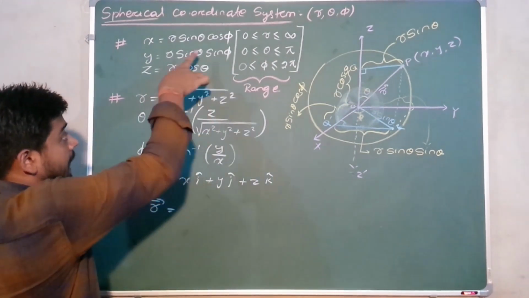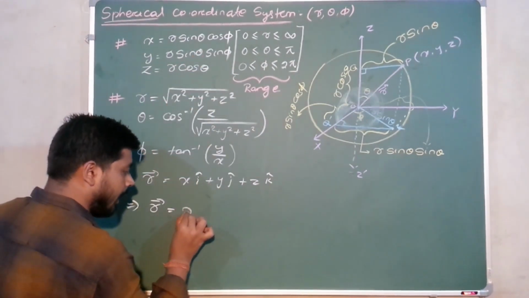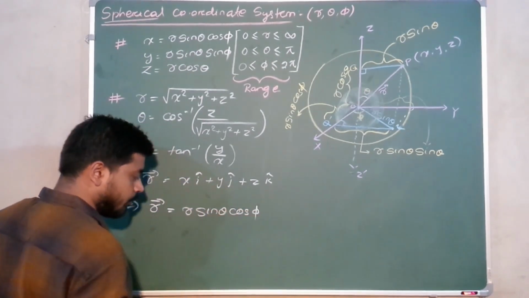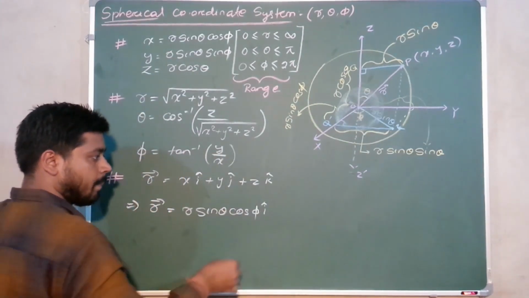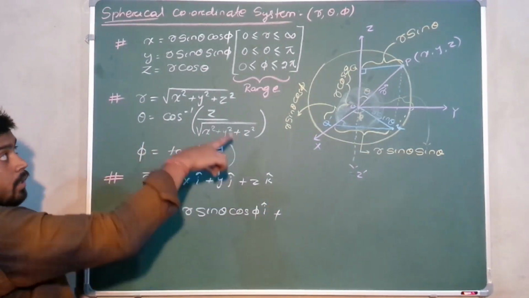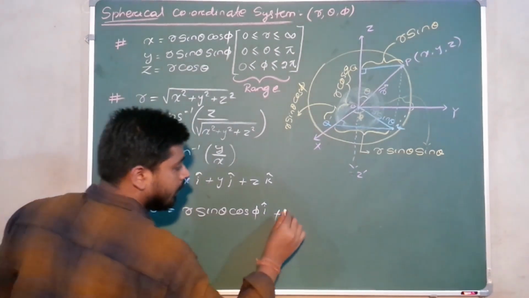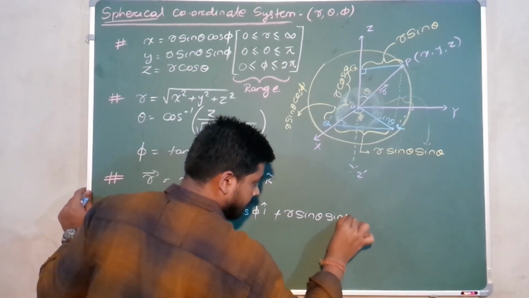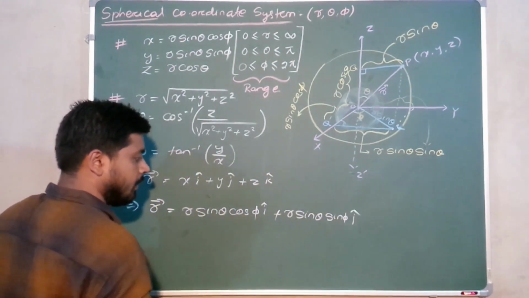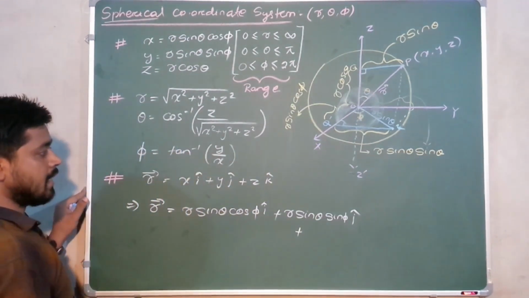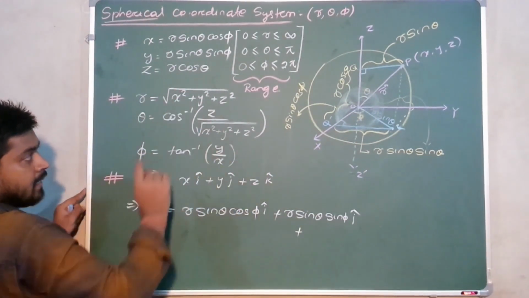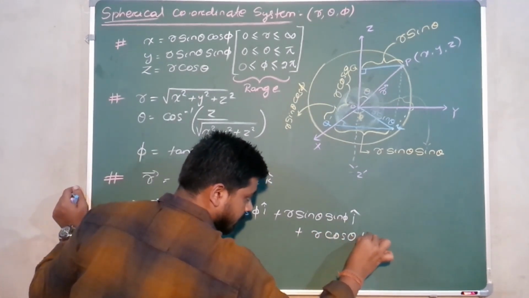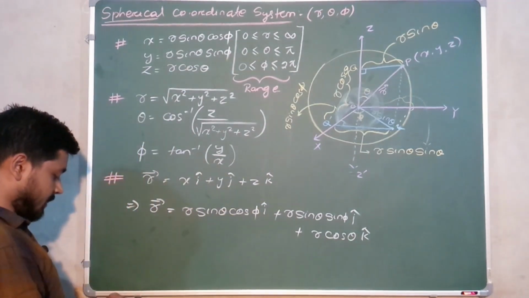In place of x, we have to write r sin theta cos phi. So write down here r sin theta cos phi i cap plus, in place of y, we have to write r sin theta sin phi, r sin theta sin phi j cap plus, in place of z we have to write r cos theta, r cos theta k cap. This is the position vector.